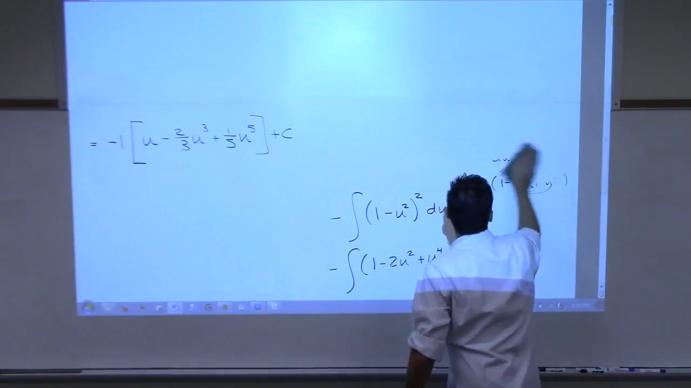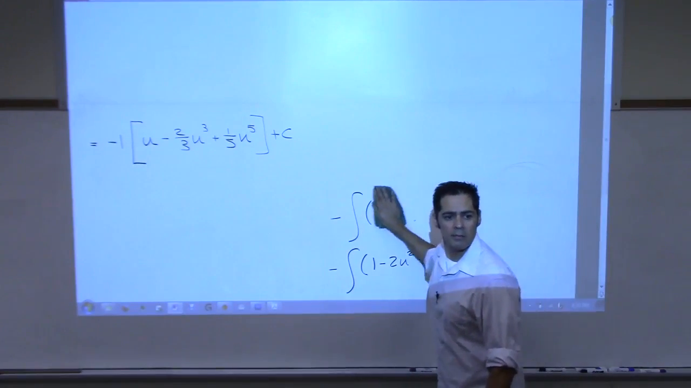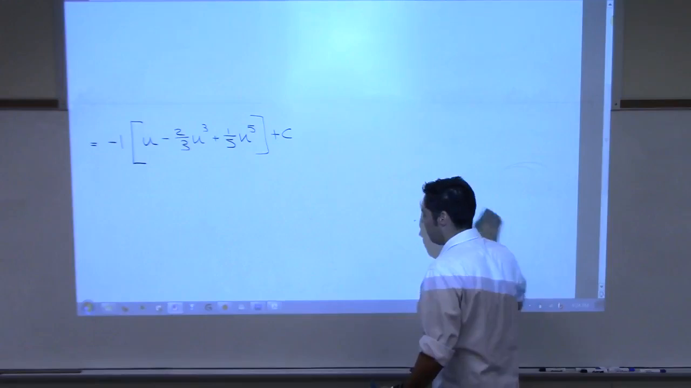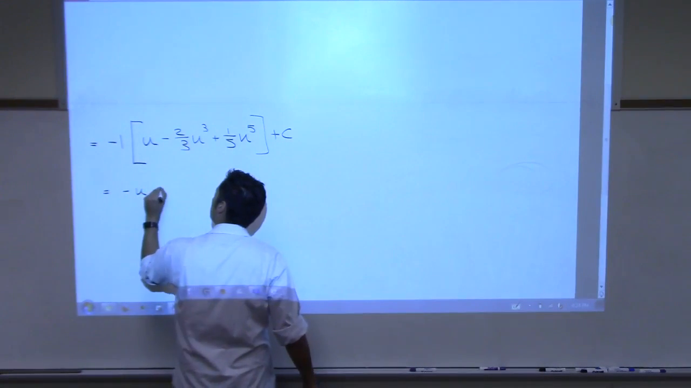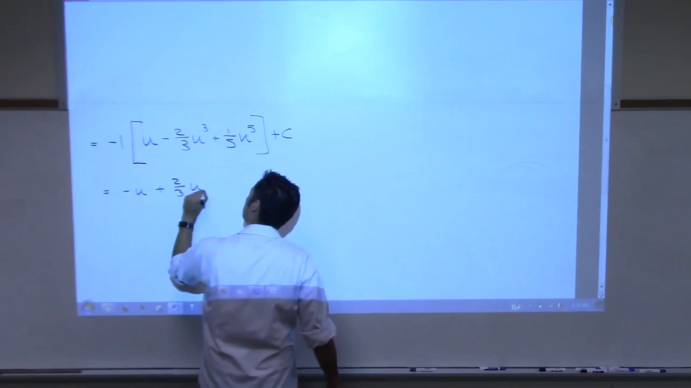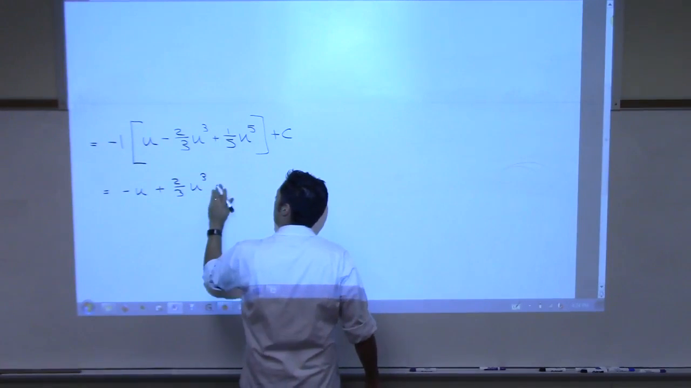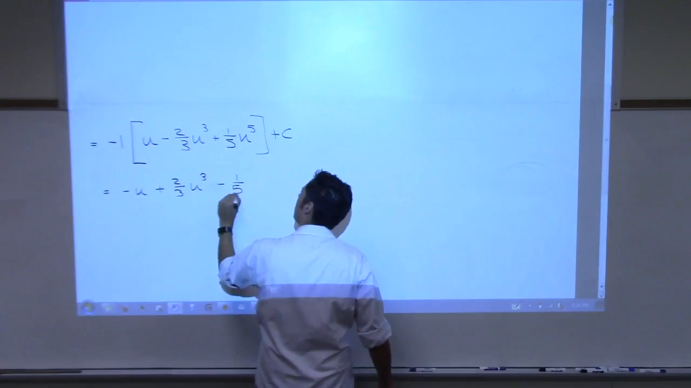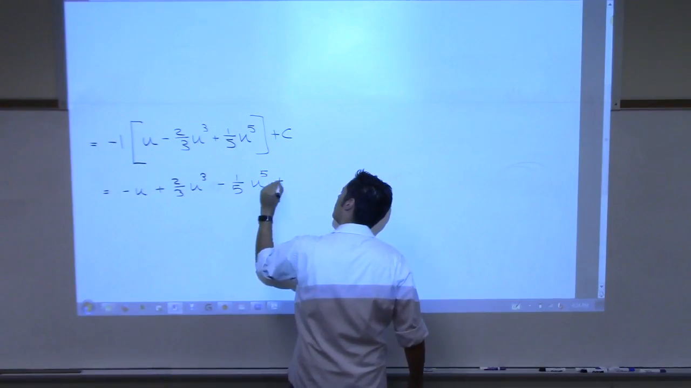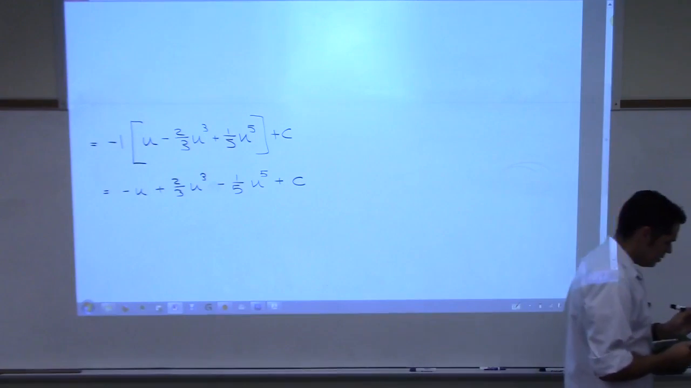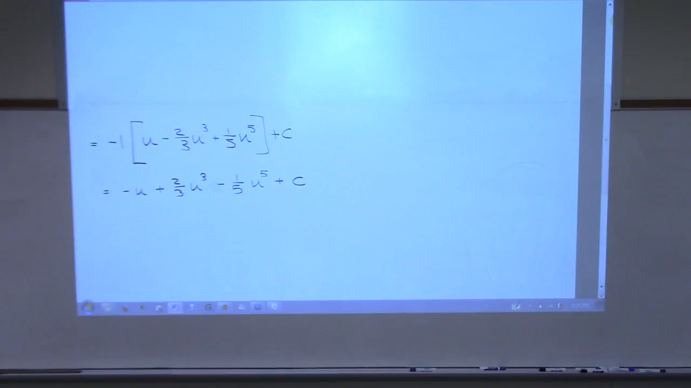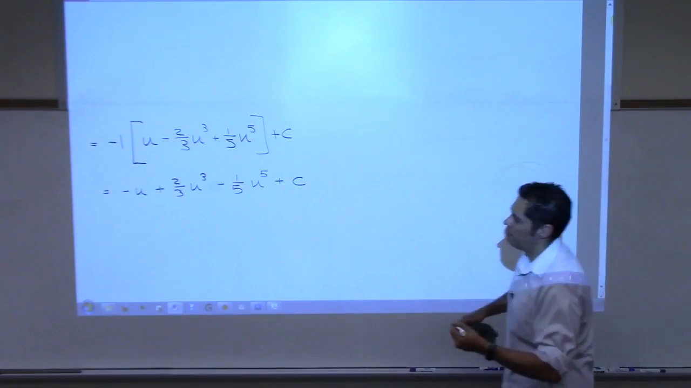All right, so am I done, or do I need to keep going and distribute the negative now? All right, how about negative u plus 2/3 u cubed minus 1/5 u to the 5th plus C. Now are we done, Brian? Or no. Okay, good. What do I still need to do? Substitute back in for u. Okay, what was u? Cosine x. Then we'll be done, right?